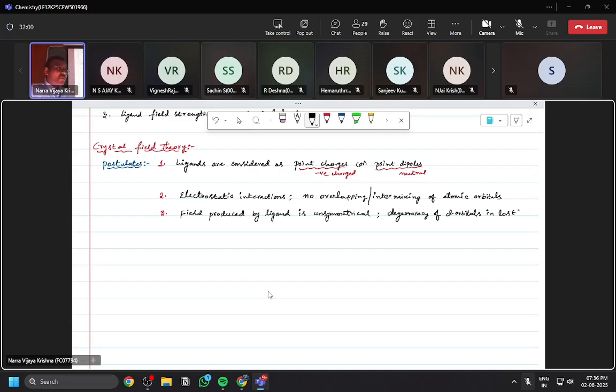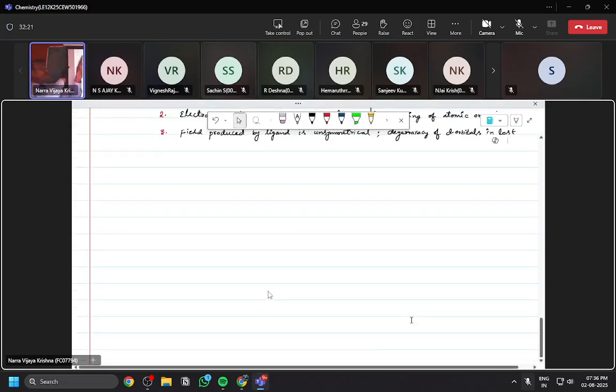How many d orbitals are between the axis? 3: dxy, dyz, dzx. Only 2 orbitals are along the axis: dx square minus y square and dz square. So dx square minus y square and dz square will experience different energy. The remaining 3, dxy, dyz, dzx, will experience different energy. That's how we say degeneracy is lost. Now I am writing that in a diagrammatic way.